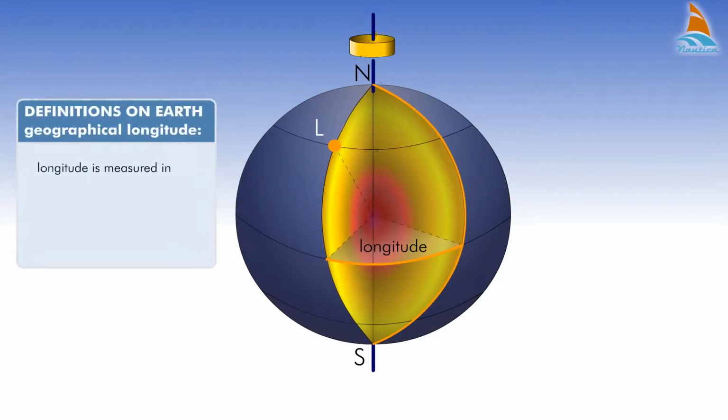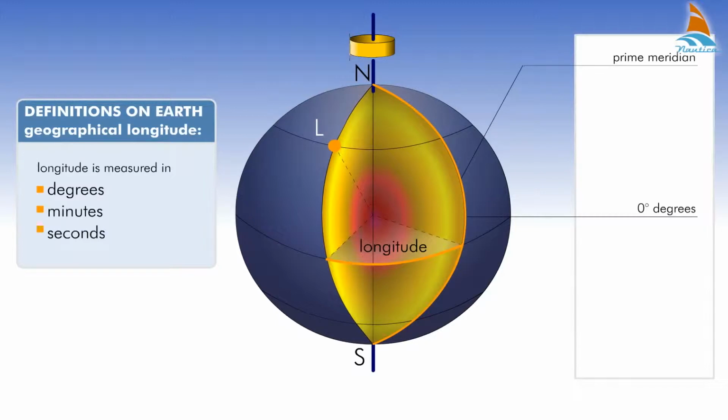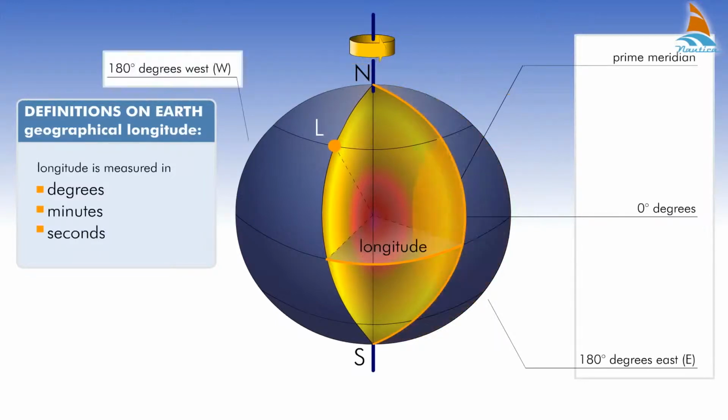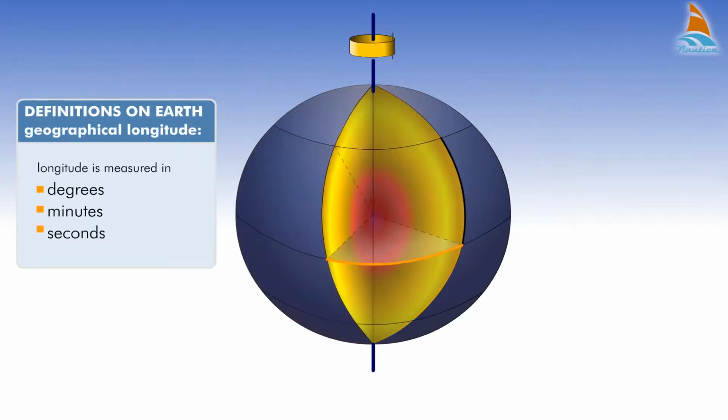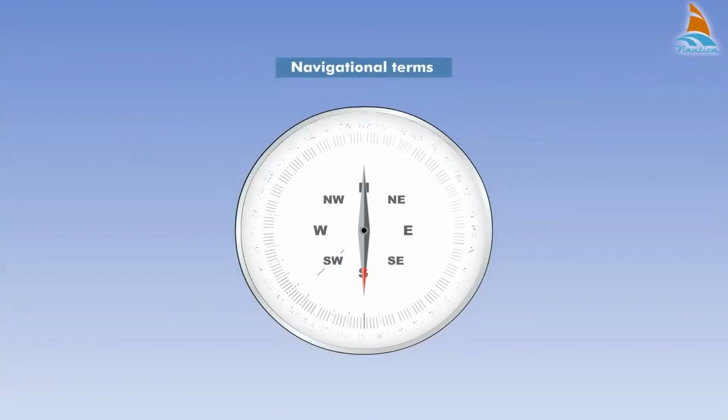The longitude is measured in degrees, minutes, and seconds, starting from 0 degrees at the prime meridian, going up to 180 degrees east or 180 degrees west. As with latitude, every degree has 60 minutes and every minute has 60 seconds. Here are some important navigational terms. You should know these in order to understand navigational data and minimize the risk of misunderstandings.